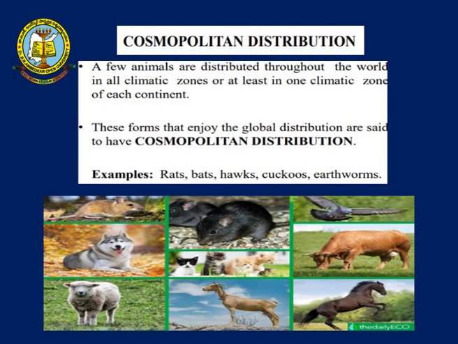What is cosmopolitan? Cosmopolitan is present everywhere, that is, a few animals are distributed throughout the world in all climatic zones, or at least in one climatic zone of each continent. And these forms that enjoy the global distribution are said to have cosmopolitan distribution, that is, they are found everywhere on the earth. Examples: rat, hawks, cuckoo, earthworm, pigeons and so on.